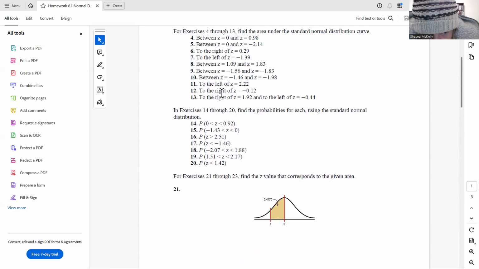Now, the only difference in the next group of exercises, in 14 through 20, is that instead of giving it to you in words, she's given it to you as a probability. So here, 14, between 0 and 0.92. She's giving you the left and the right. So here, this is 0. The right one is 0.92. Here, the left one is negative 1.43. Here, it's 0.